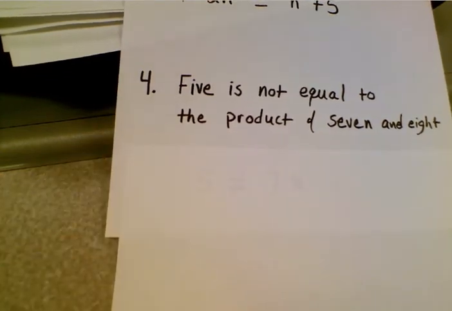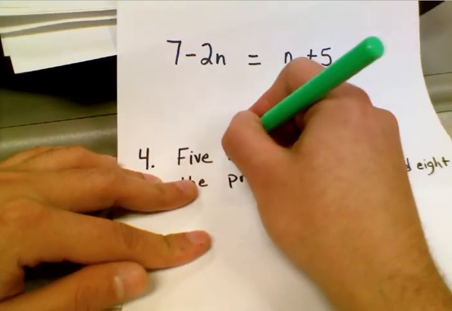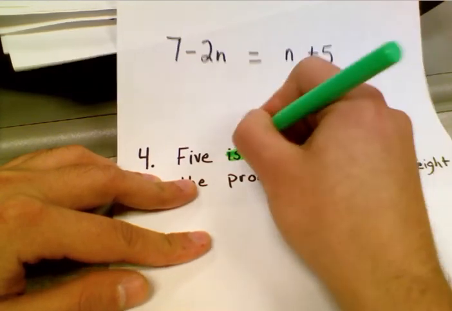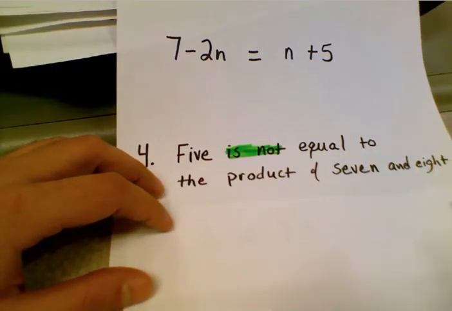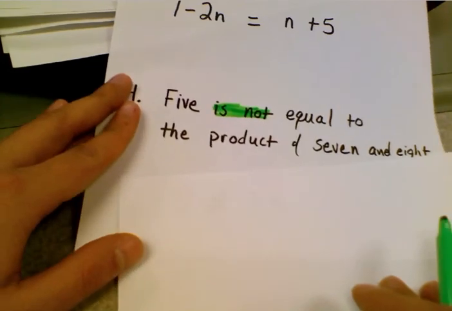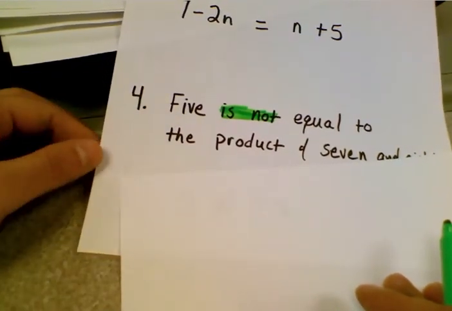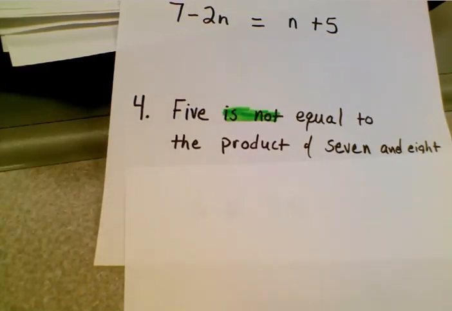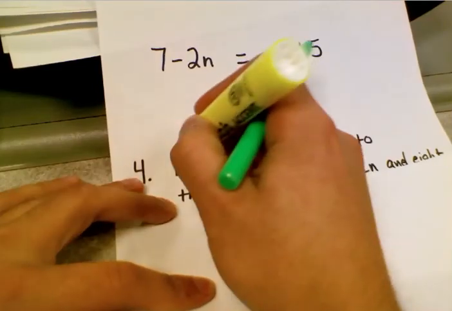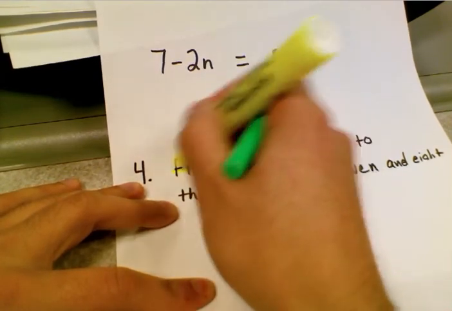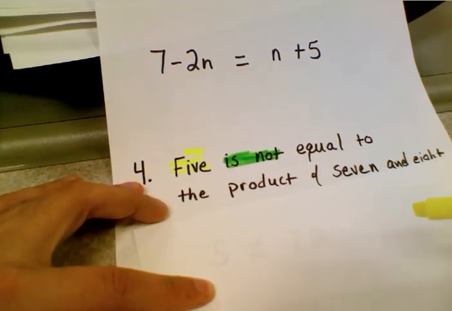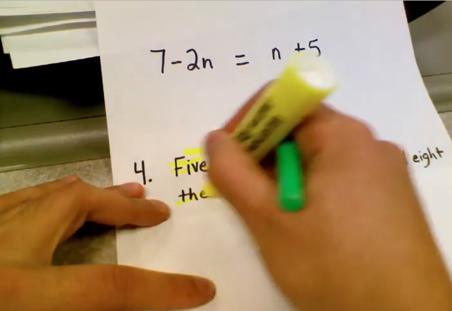All right, moving on. I do see the word "is," but I also see right after it "not." So think about what that might look like. All your examples before didn't have the word "not" right after it. This one does. So before the "is not," we have 5, is not equal to the product of 7 and 8.